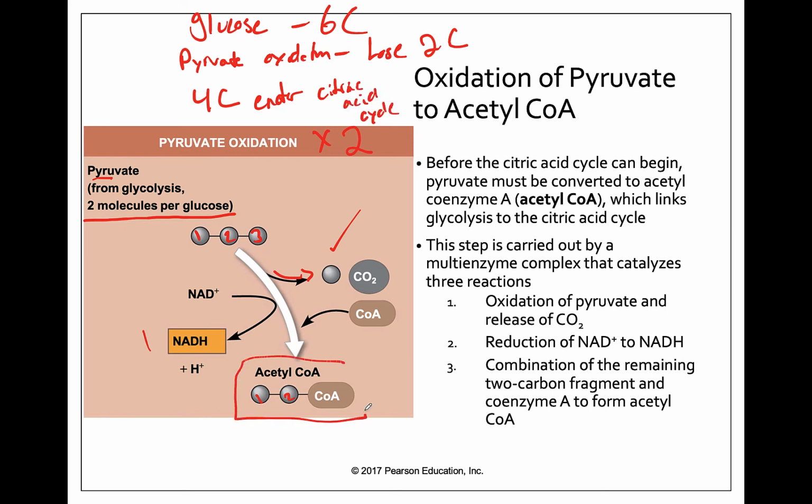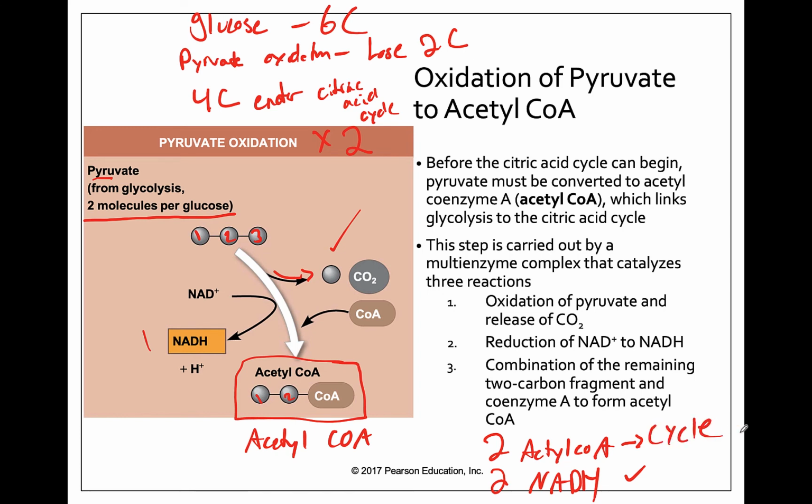Each pyruvate makes 1 molecule of acetyl-CoA, and each pyruvate makes 1 NADH. So for a total of 2 acetyl-CoA and 2 NADH molecules. So we didn't make any ATP in this pyruvate oxidation yet. However, we have made 2 energy storing molecules here, which we're going to find out later are going to be able to take that energy and contribute it to making ATP. And then this acetyl-CoA is going to go ahead into the actual citric acid cycle.